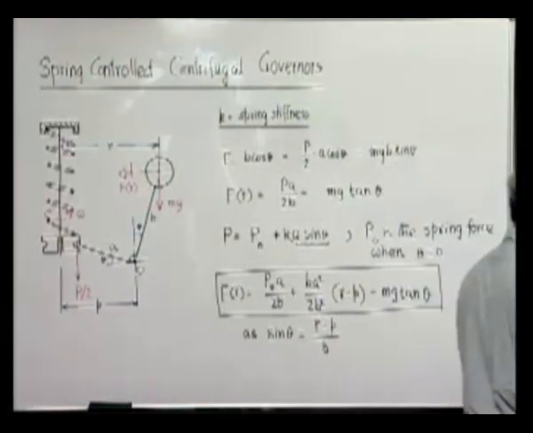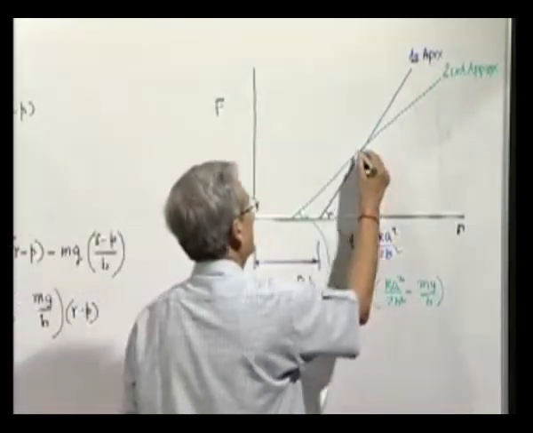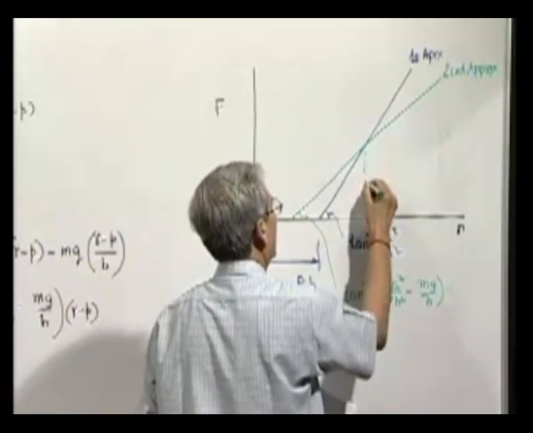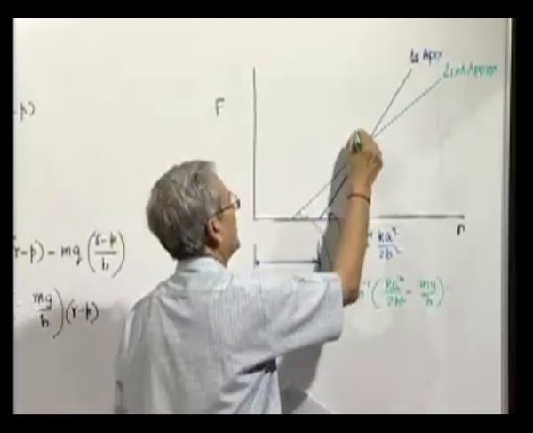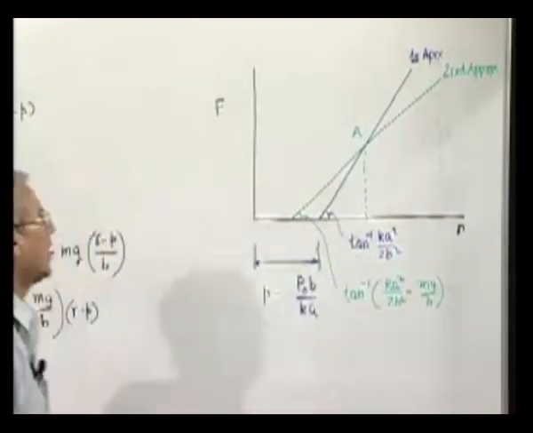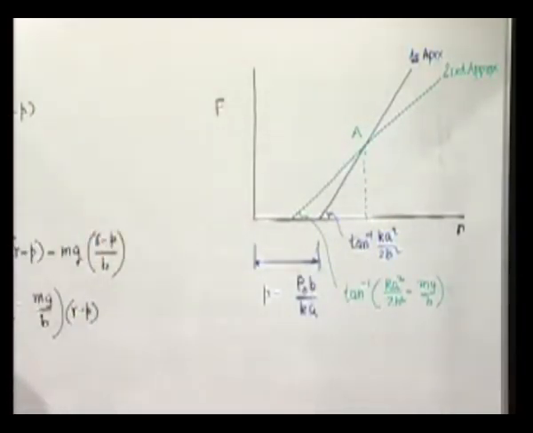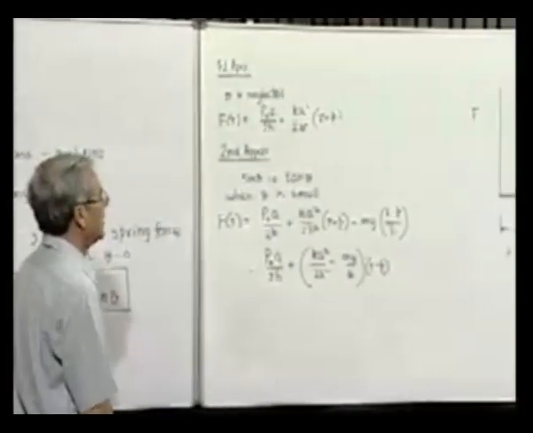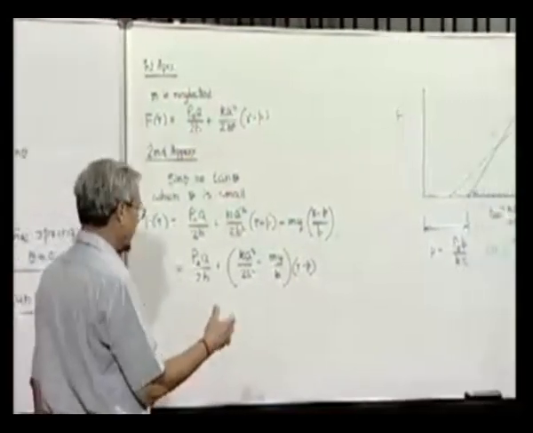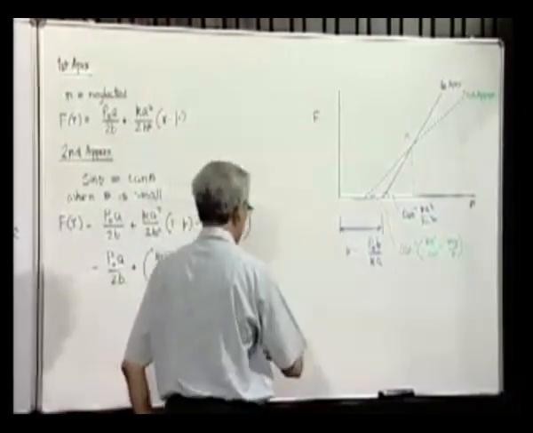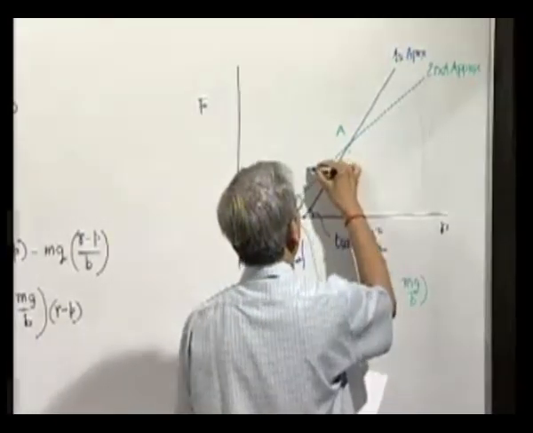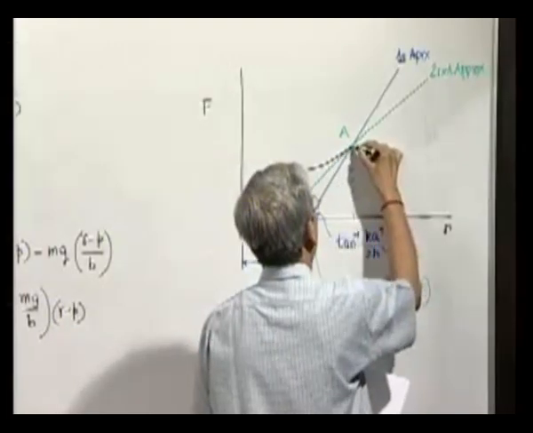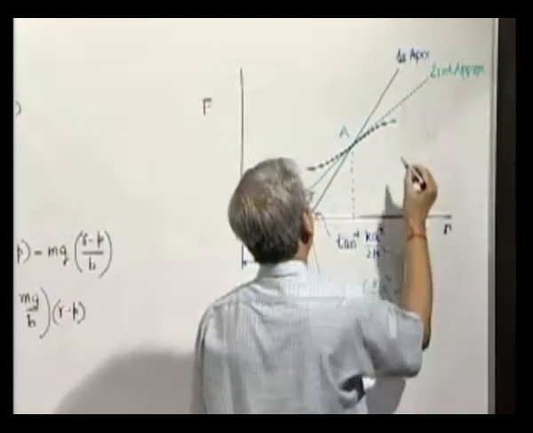So therefore, at this point, we may call it A, these two curves, the values for the two curves, they match. If we do the exact analysis, then you can show that the true curve will be something like this.